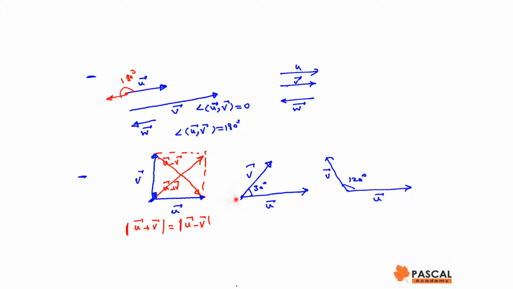We drew two vectors with an angle of 30 degrees and with an angle of 120 degrees. If we build up a parallelogram, we see in this diagram, magnitude of u plus v is bigger than magnitude of u minus v. When the angle between two vectors is obtuse, the size of u minus v is greater than the size of u plus v.